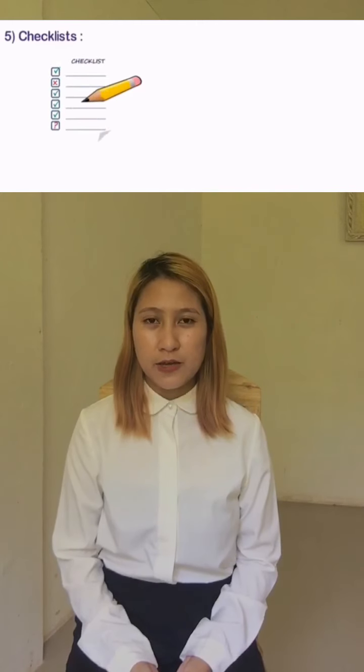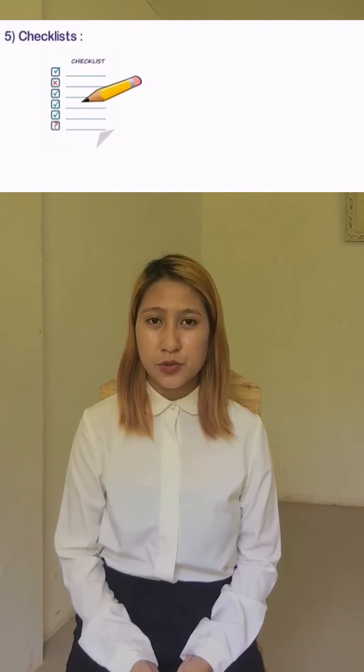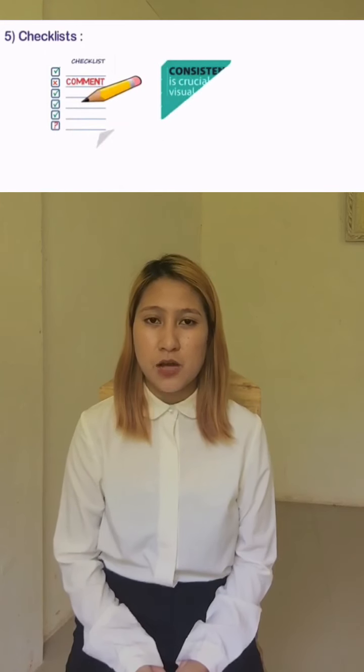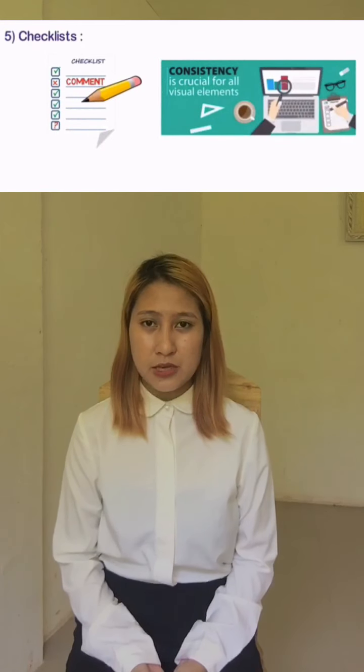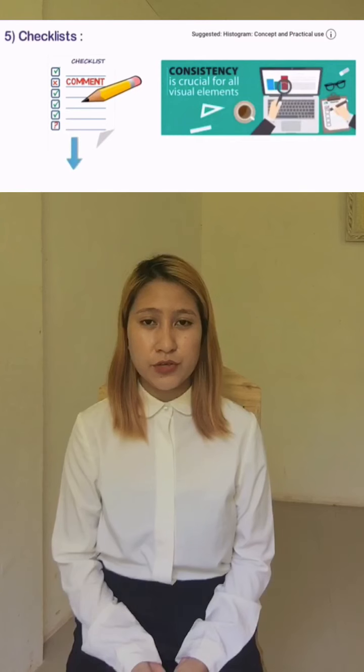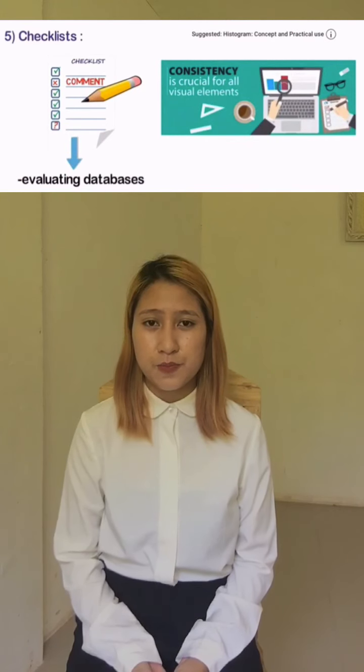Fifth, checklist. They can be a simple list of criteria that can be marked as present or absent, or can provide space for observer comments. These tools can provide consistency over time or between observers. Checklists can be used for evaluating databases or structuring peer observations of instruction sessions.